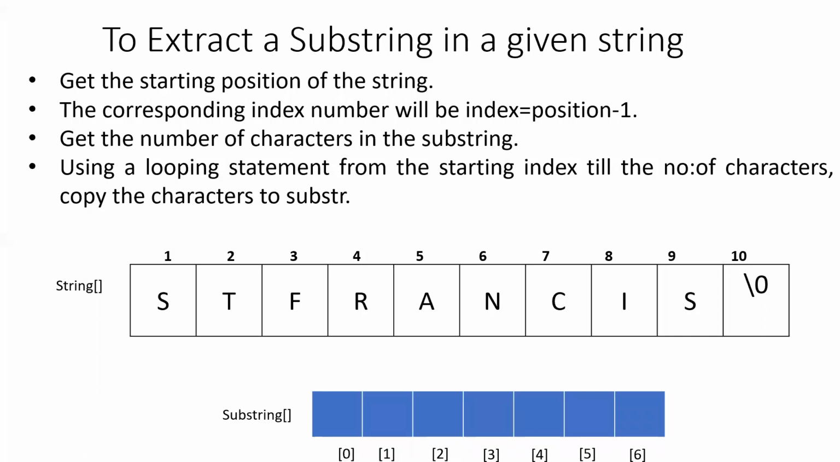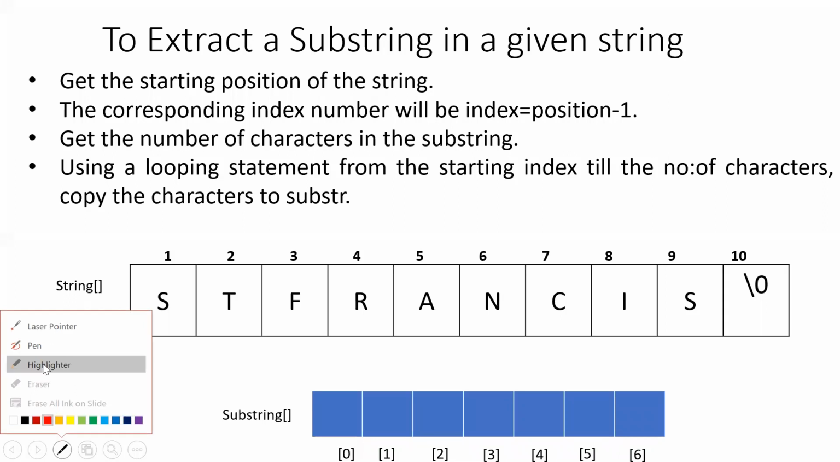So initially we were seeing concatenation, then comparing two strings, and then we found the string length. Now the next string operation is finding or extracting a substring from a given string. Suppose my string is Saint Francis. From this, I need to extract the substring Francis. If I want to extract the substring Francis, then what do I have to do?